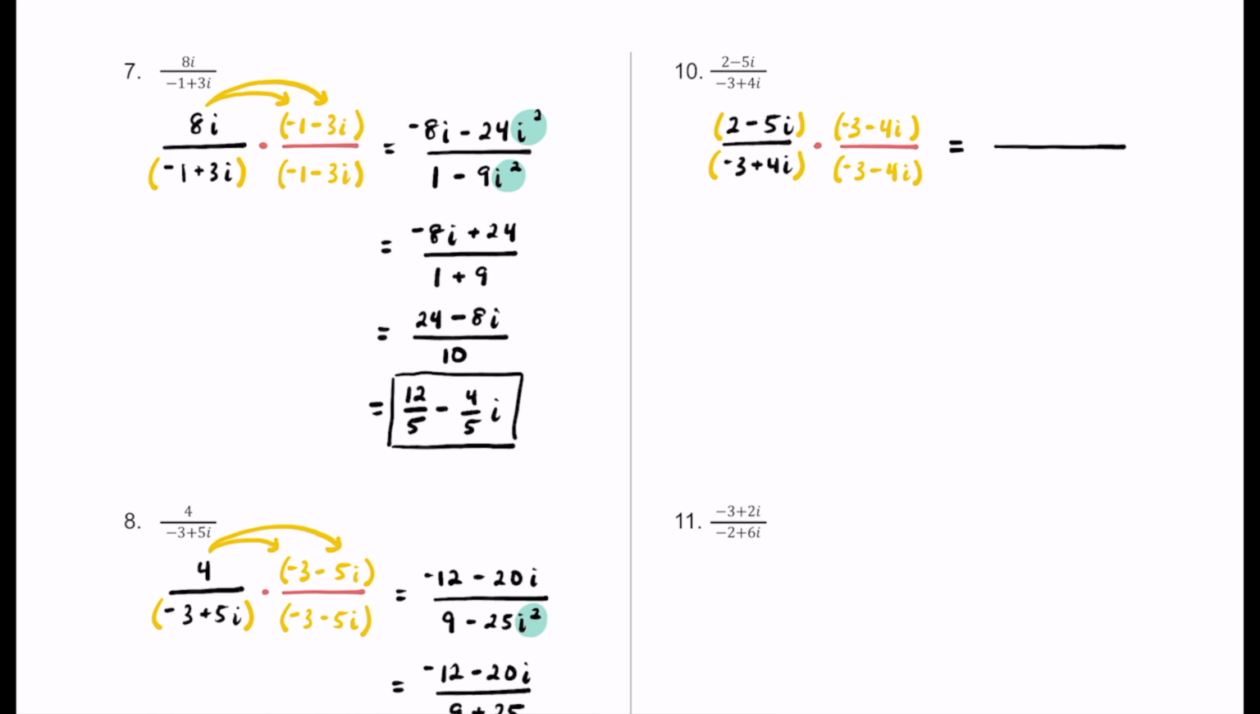Okay, so if we want to do the top first, that's fine. Let's do 2 times negative 3. That's going to be negative 6. Okay, and then 2 times negative 4i, that's going to be negative 8i. And then for the inners, we have negative 5i times negative 3. That's going to be positive 15i. Let's go ahead and draw this a little bit longer. And then finally, we have negative 5i times negative 4i, which is going to be positive 20i squared.